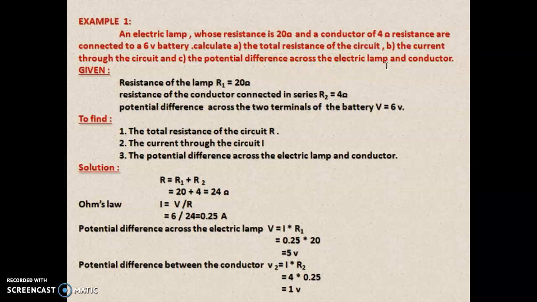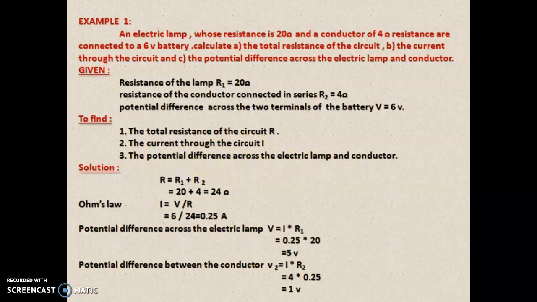First, what is given in this one? The resistance of the lamp R1 is 20 ohms. The resistance of the conductor connected in series, R2, is 4 ohm. Look at the diagram in your book. The potential difference across the two terminals of the battery, V, is equal to 6 volt. To find: the total resistance of the circuit R, the total current through the circuit I, the potential difference across the electric lamp and conductor.